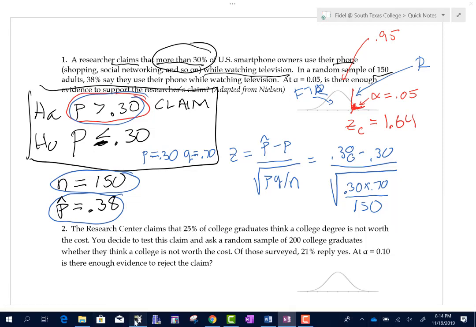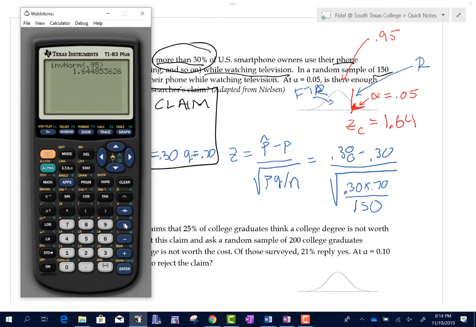Let me grab my calculator so we can do this together. Let's clear this out. We're going to go 0.38 minus 0.30, and we should get 0.08. That makes sense? Now divided by, guys, all of this is going to be inside the square root. See how my square root opened up parentheses for me? What numbers are we going to multiply? 0.3 times 0.7, and we're going to divide it by what number? 150. I'm going to close off my parentheses and hit enter.